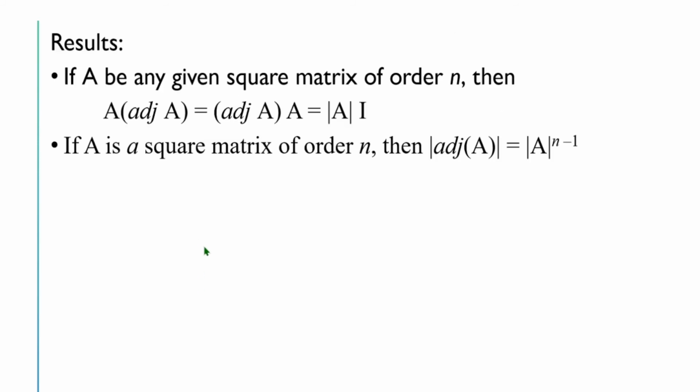These are the results that I have already discussed in my previous video. For the remaining problems, we need to know these results. If A is any given square matrix of order n, then A into adjoint of A equals adjoint of A into A, which is equal to determinant of A into the identity matrix. So this is one result. The next one is, if A is a square matrix of order n, then determinant of adjoint of A is equal to determinant of A the whole raised to n minus 1. We have to remember these results while solving problems.